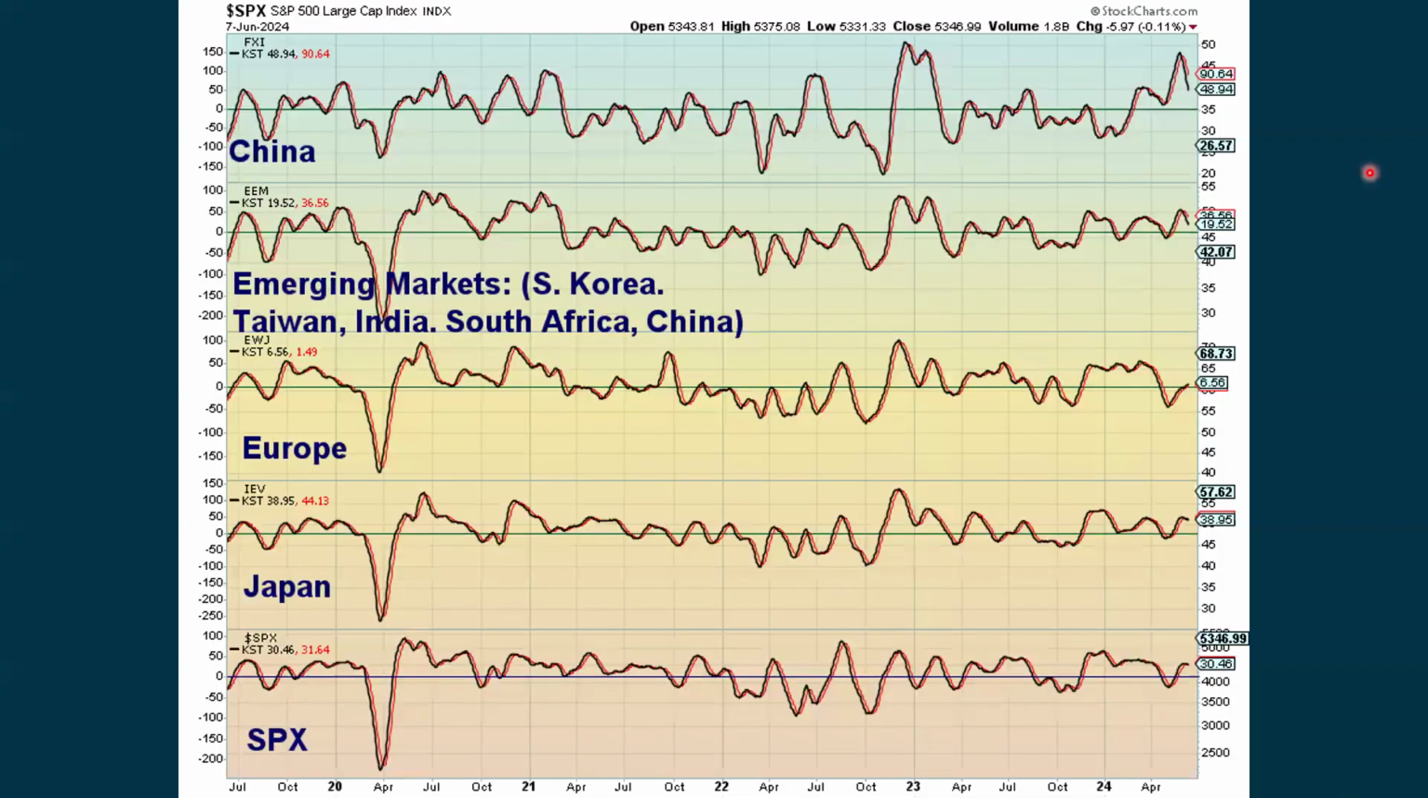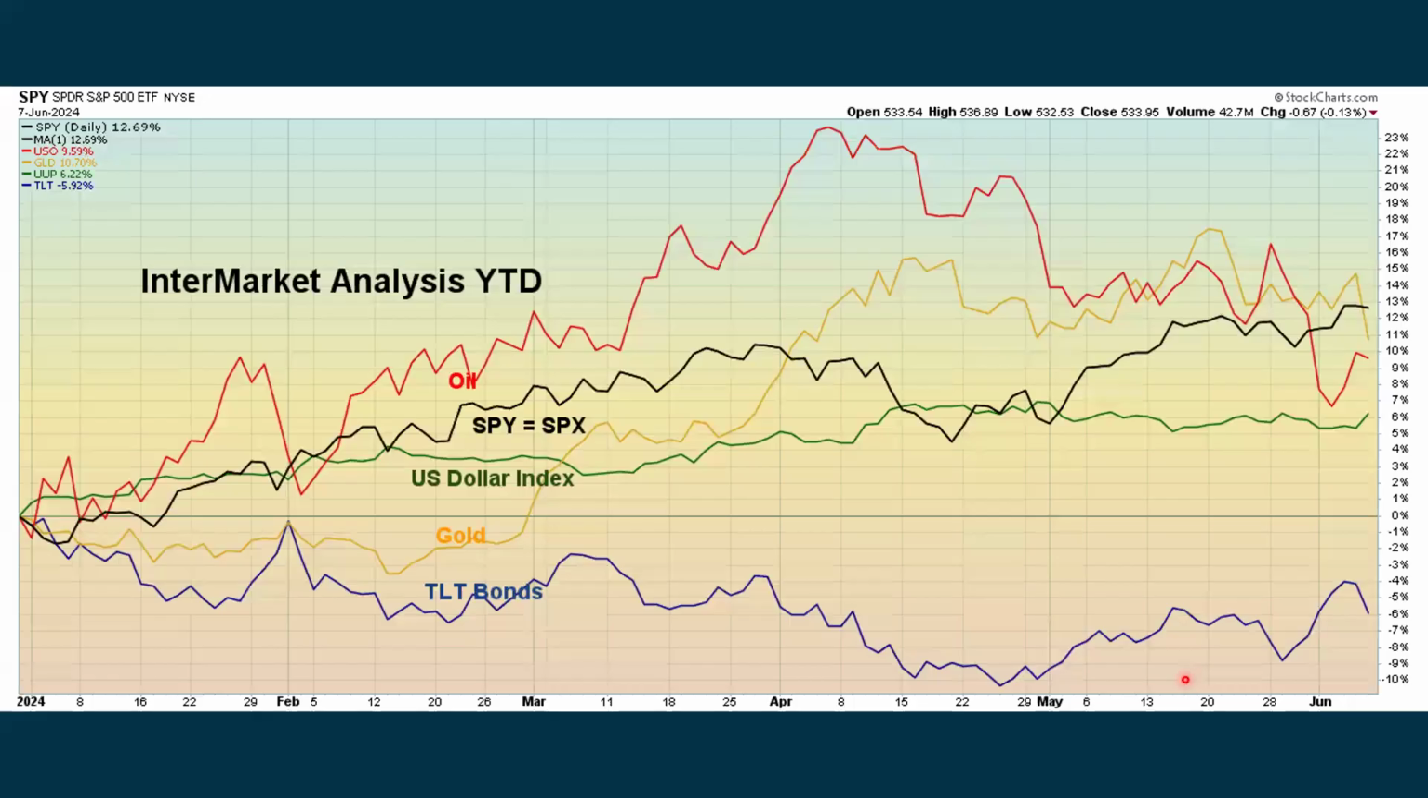Here's a long-term look at the trend in China using the KST, another momentum oscillator, where we've been declining in China, emerging markets, holding up okay in Europe, actually starting to see a bit of a downturn in Japan, and pretty much flat looking at US stocks.